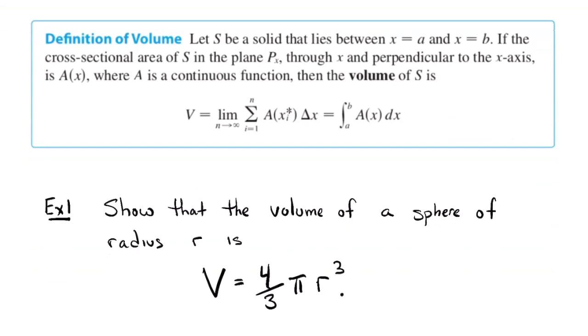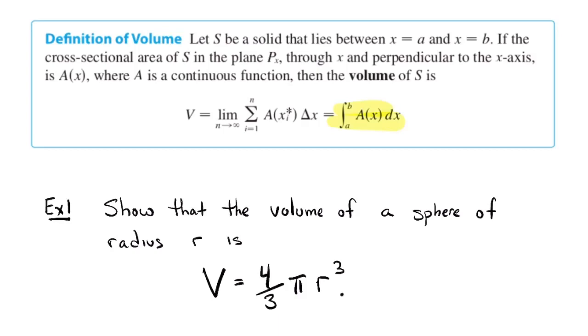So if you take some solid region that lies between two numbers on a number line, like we were showing in the picture up there, and the cross-sectional area at x is given by some function A of x, then the volume of that thing is found by integrating. Taking the limit of those Riemann sums, you integrate the cross-sectional area with respect to x. So that's the volume of that solid region.